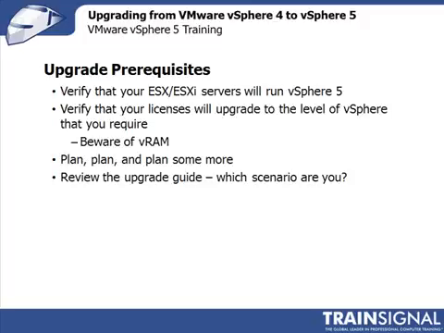You want to verify that your licenses will upgrade to the level of vSphere that you require. So make sure your licensing is in order. Again, beware of VRAM, right? So make sure you have enough VRAM entitlements based on how much memory you've committed to your virtual machines. So again, make sure you're doing all your due diligence so that your licensing fits what you're about to deploy. Otherwise, do not deploy. I'm going to stress this. Make sure the licensing is in order. Make sure your hardware is compatible. These two are critical. Then after that, I want you to plan, and then plan some more.